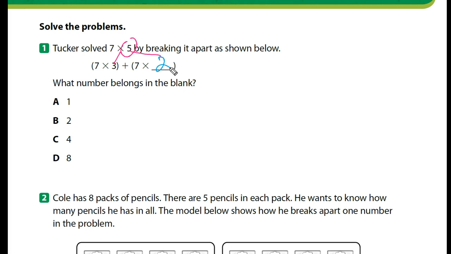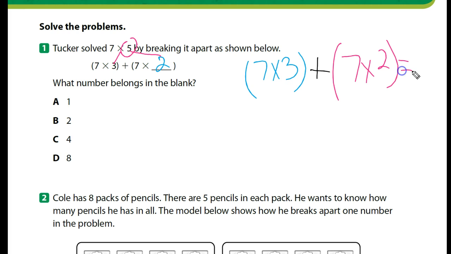So now I have this: 7 times 3 plus 7 times 2 equals something. So it says, what number belongs in the blank? Well, what number goes right here again?